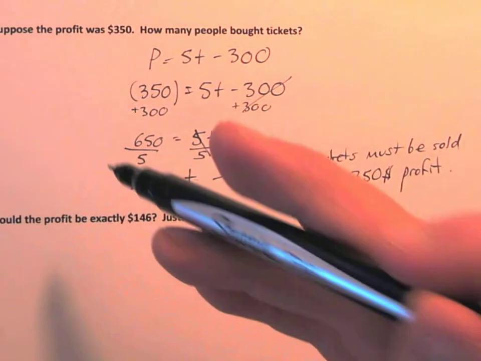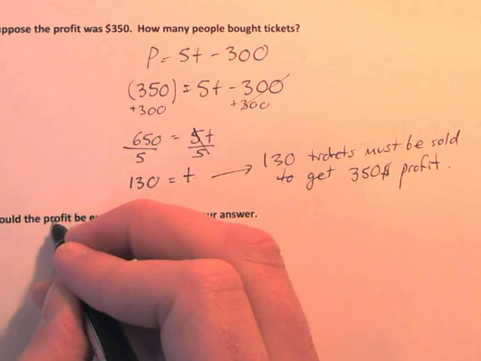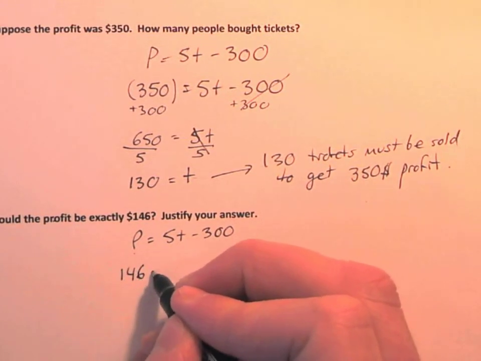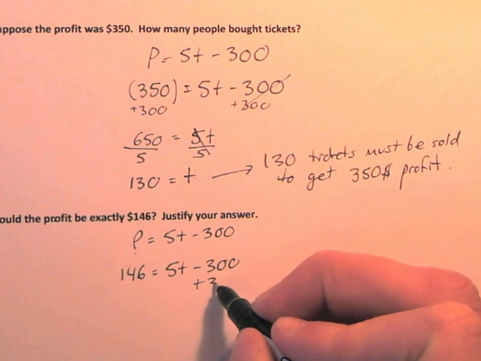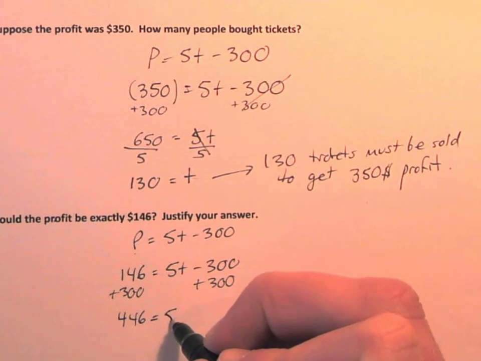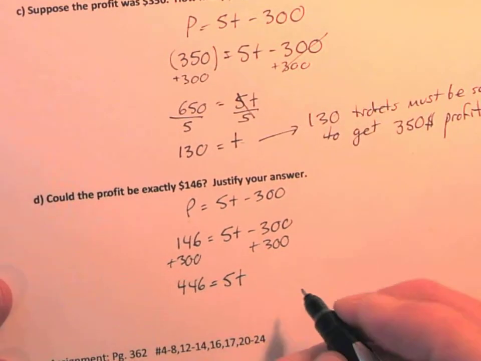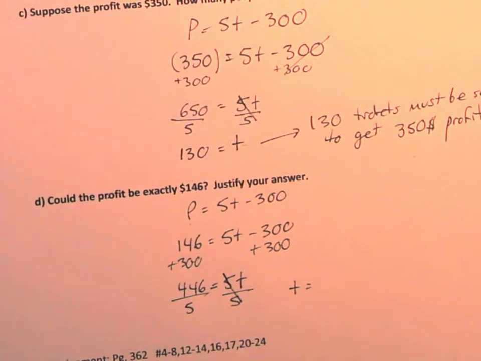But how you would prove it using the equation is you can go P equals 5T minus 300. They give us a profit value, so let's put that in for our profit. And then solve for our T. Well, let's add the 300 to both sides. And we get 446 equals 5T. Now we have to divide by this 5 to both sides to solve for our T. So our T, let's calculate, 446 divided by 5 is 89.2 tickets. I have to sell 89.2 tickets to get $146 in profit.